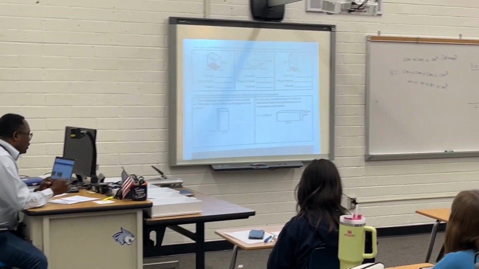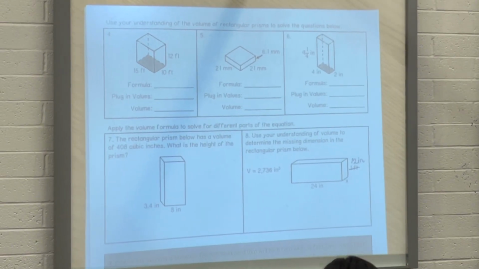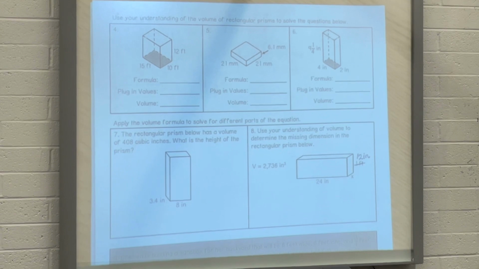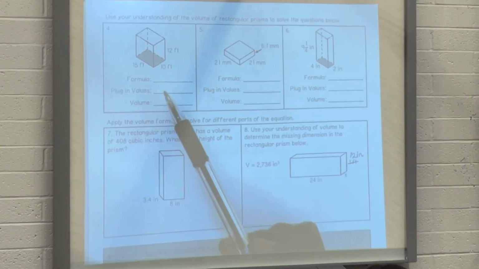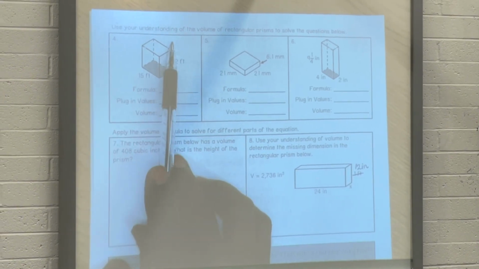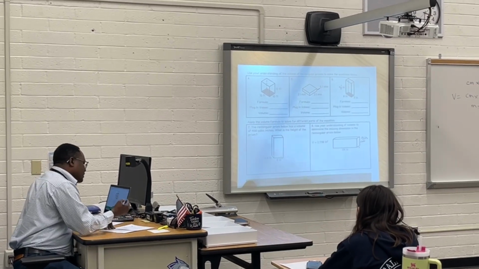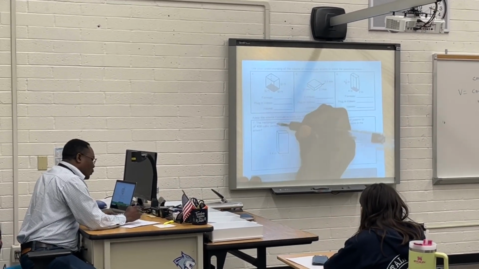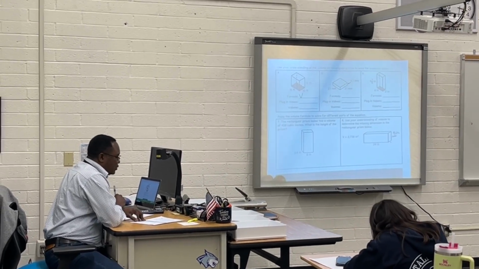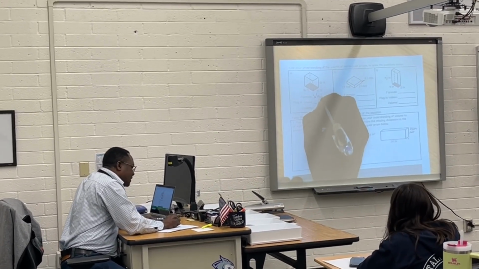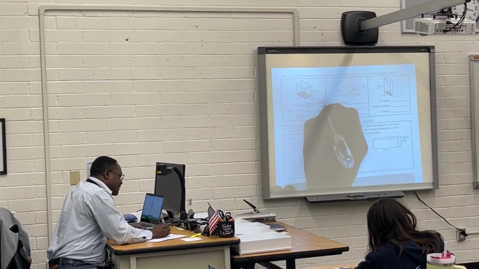Okay, so we are going to use our understanding of the formula to calculate the volume of these three 3Ds. Here it says use your understanding of the volume of a rectangular prism to solve the questions below. Before you start, always quote the formula first. We know the volume of the rectangular prism is equal to length times width times height.